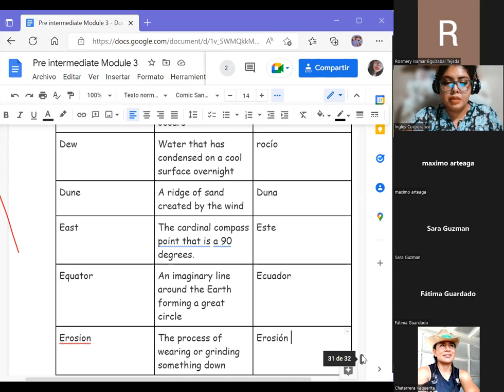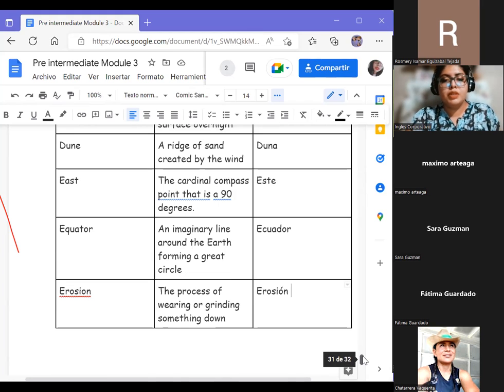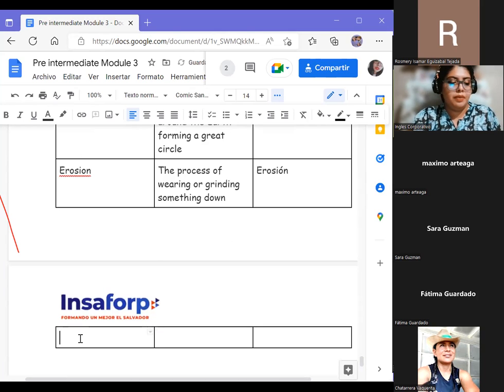Then we have, let me see here, we need to add more because we have a kind of long list. So we have here the next one.